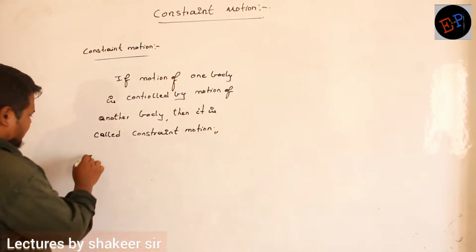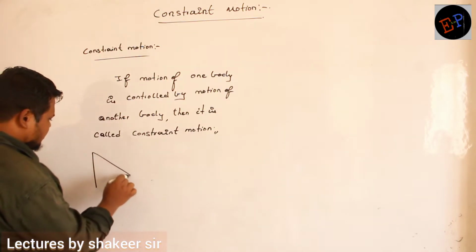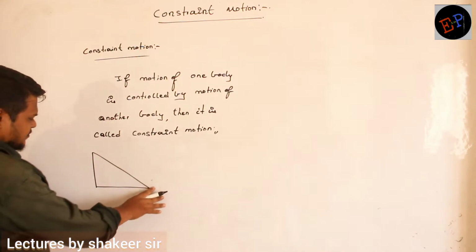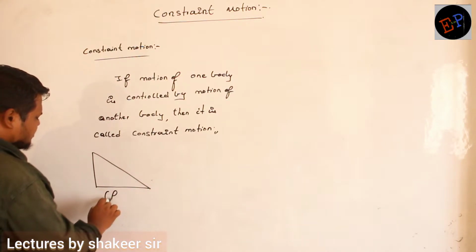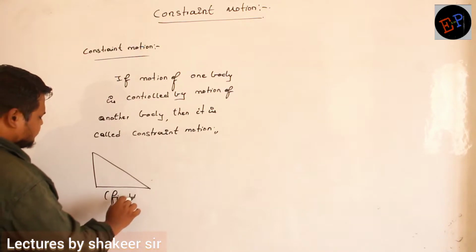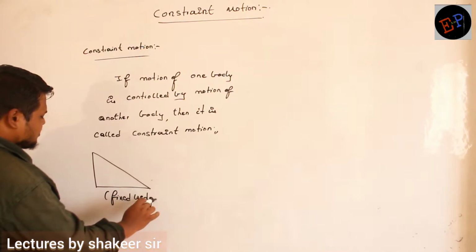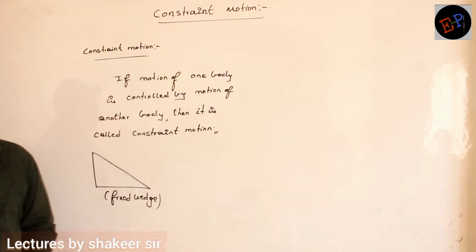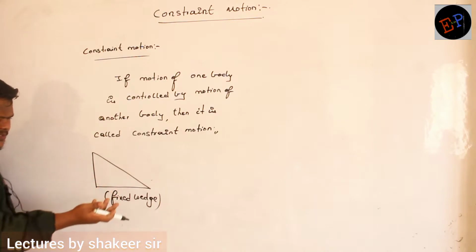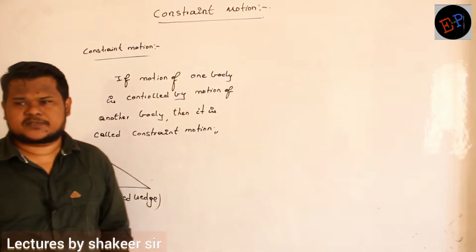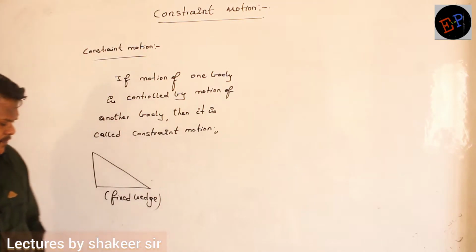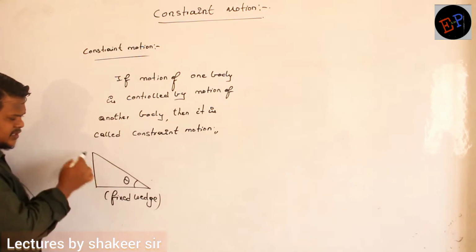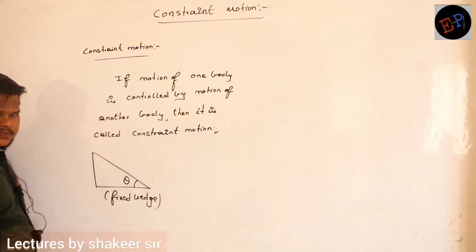Consider this is an inclined surface, and consider this is a fixed wedge. What kind of wedge is this? It is a fixed wedge. Fixed wedge means it is fixed to the ground. Wedge means any piece of wood, you can call it a wedge. So this is a wedge which is making a particular angle theta. So the inclined surface is making an angle of theta.